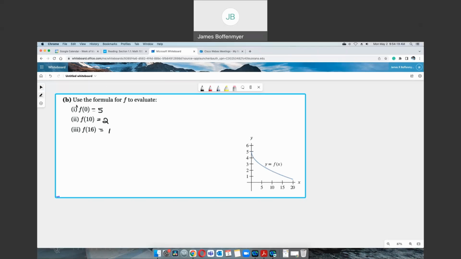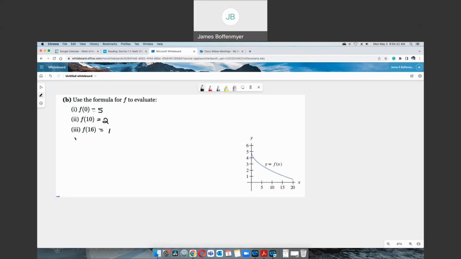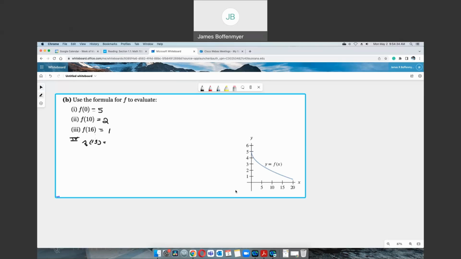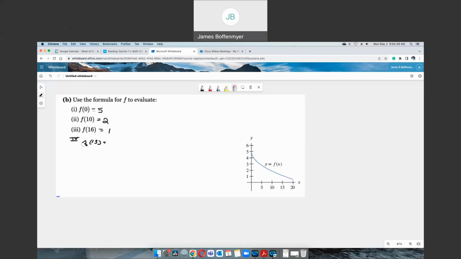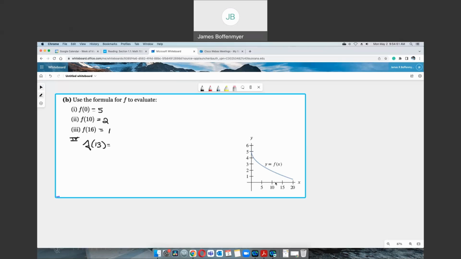Okay, so let's take it a step further. What if we had f of, I don't know, let's say 13. So f of 13, well, 13 would be about right in here. Let me clean that up a little bit for you. So 13 would be right here in this ballpark, where my mouse cursor is.